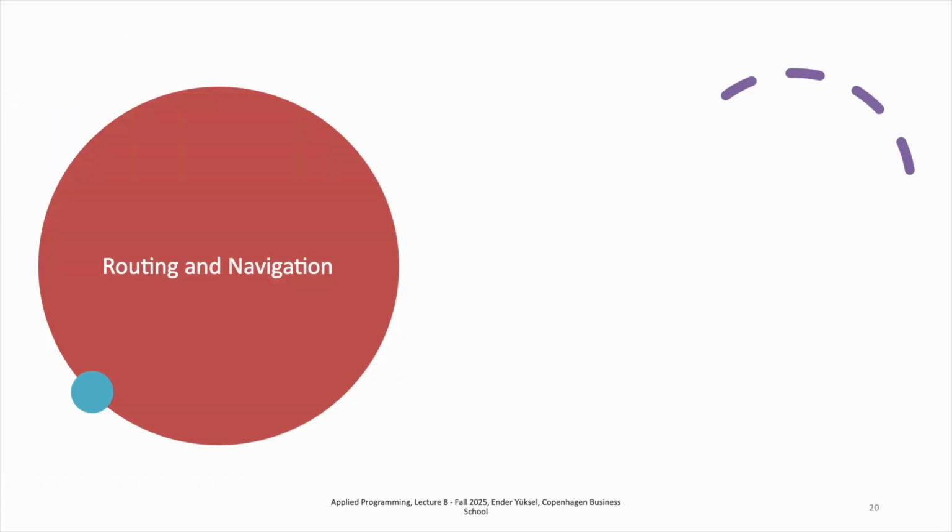Routing and navigation. Angular Material provides components like mat-sidenav, mat-toolbar, and mat-list to build navigation layouts. Mat-sidenav is the side navigation drawer. Mat-toolbar is the top application bar. Mat-list is the vertical list of items. These components work well with Angular Router to create dynamic, responsive navigation.